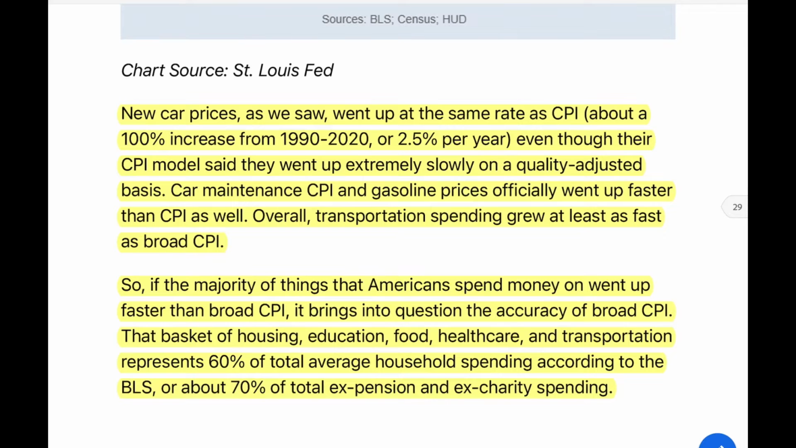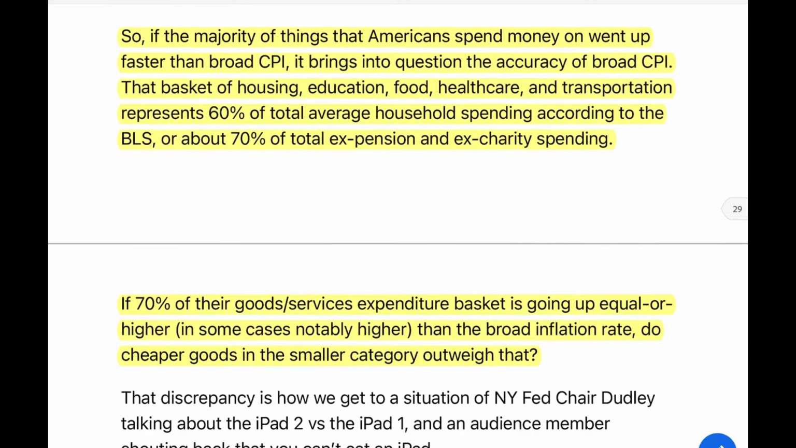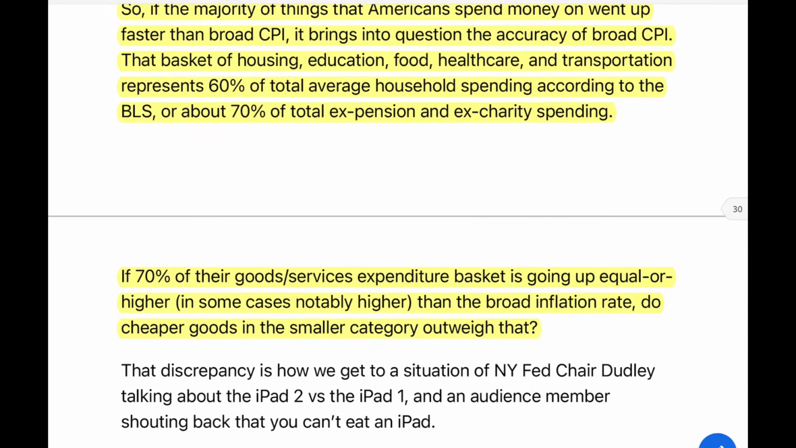New car prices, as we saw, went up at about the same rate as CPI, about a 100% increase from 1990 to 2020, or 2.5% per year, even though their CPI model said they went up extremely slowly on a quality-adjusted basis. Car maintenance CPI and gasoline prices officially went up faster than CPI as well. Overall, transportation spending grew at least as fast as broad CPI. So the majority of things that Americans spend money on went up faster than the broad CPI. It brings into question the accuracy of the broad CPI.